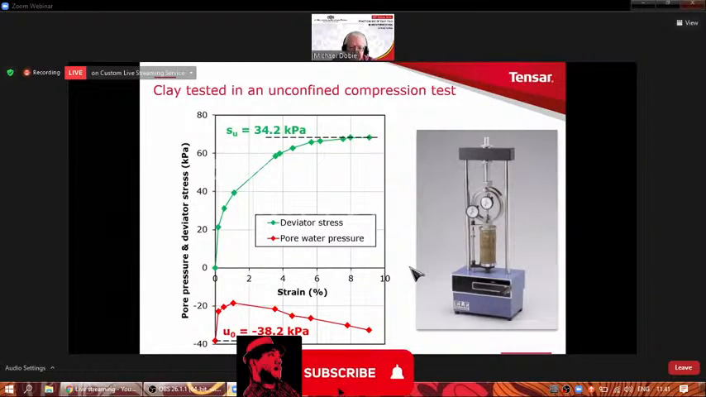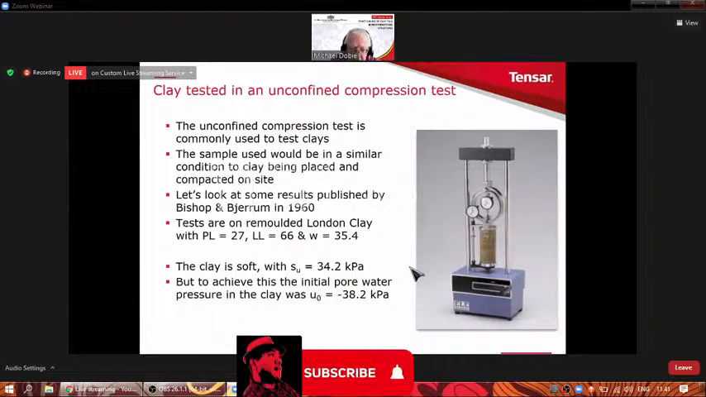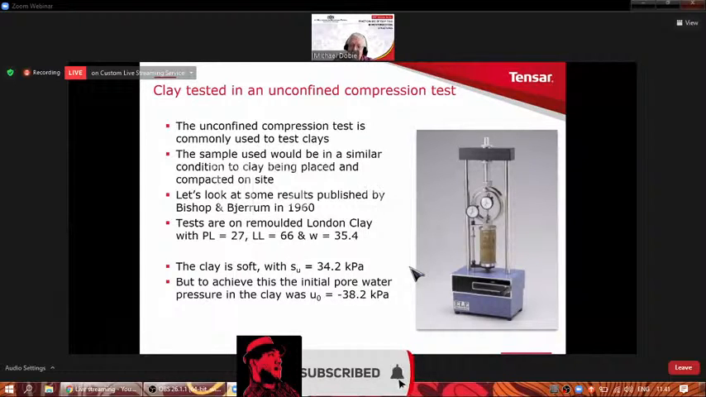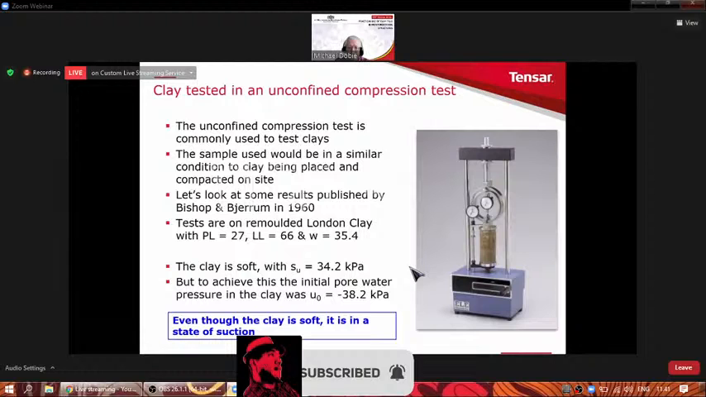It then becomes a bit higher in terms of pore pressure, and then it drops off again. So we can see that the pore pressure inside that sample is negative. So although the clay is soft, undrained shear strength only 34 kilopascals, in order to create that undrained shear strength, it was necessary for there to be an initial pore pressure of minus 38.2 kilopascals, that is to say, a suction. That suction was required to create that particular undrained shear strength. So even though the clay is soft, it's in a state of suction.